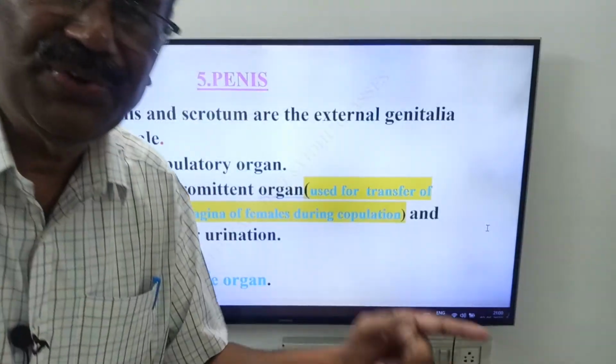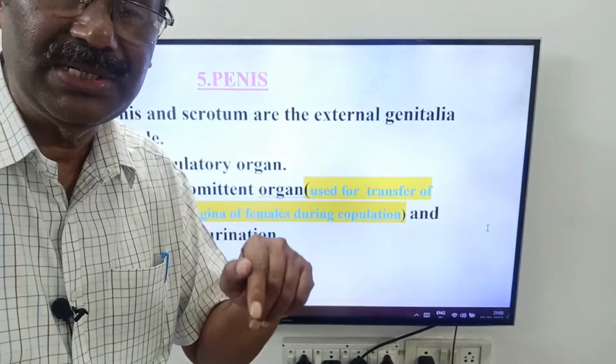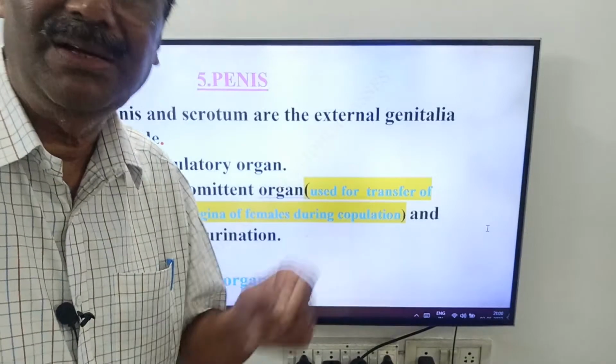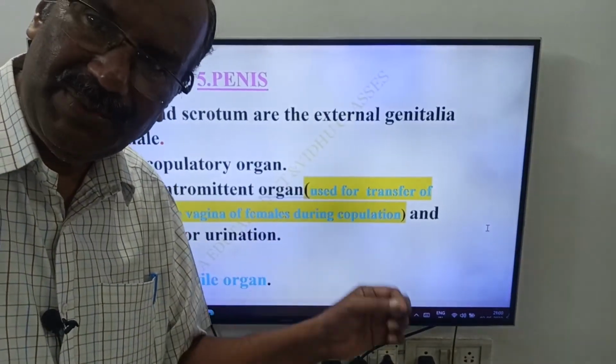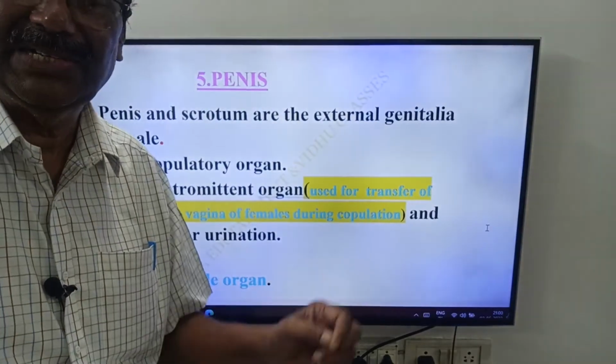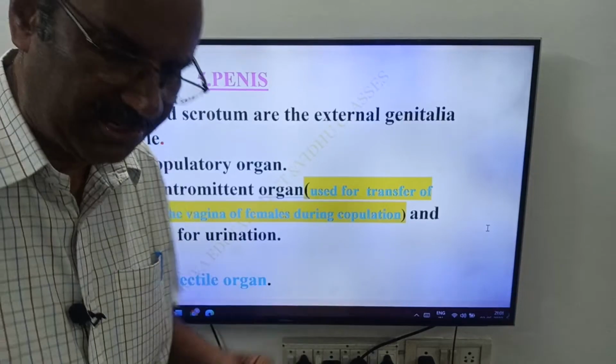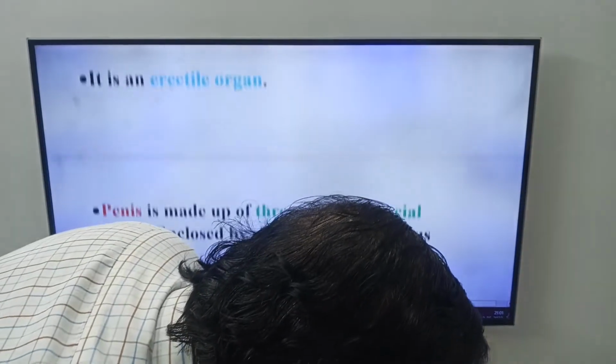It is also used for urination, friends. The penis has two functions, friends. It acts as a copulatory or intromittent organ, and it also helps in urination. Next, friends, it is an erectile organ. It can erect at the time of copulation.